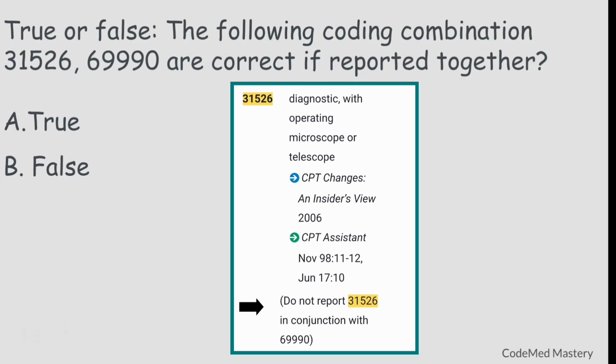In the question, they are asking whether the coding combination 31526 and 69990 are correct if reported together. So, the right answer will be false, because we should not report 31526 and 69990 together. Let us move on to the next question.